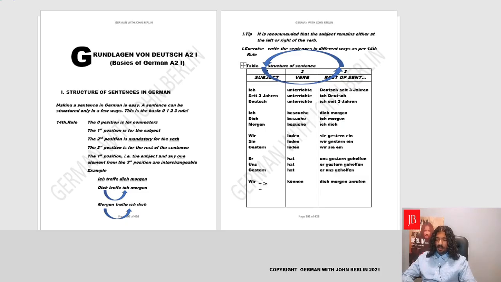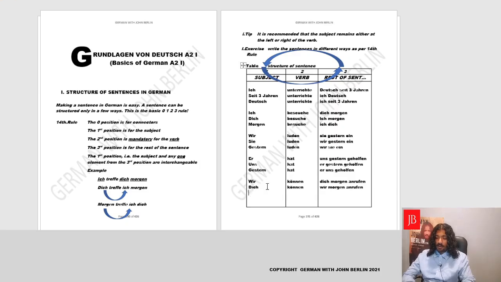Wir können dich morgen anrufen. We can call you up tomorrow. So let's write it in the other variants. We could exchange wir and dich. We could begin with dich. Dich. Yes, not ish. Dich. Very good. Können. That's the verb. We'll copy it, paste it again. Then the subject comes on the right of the verb. Dich können wir morgen anrufen. Fantastic.